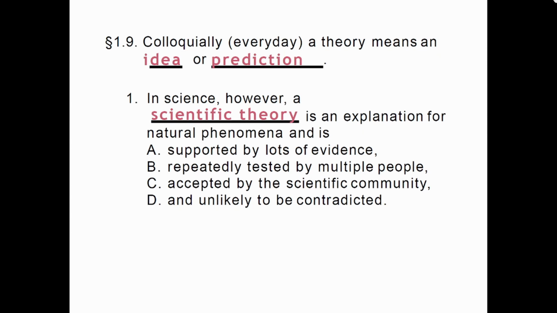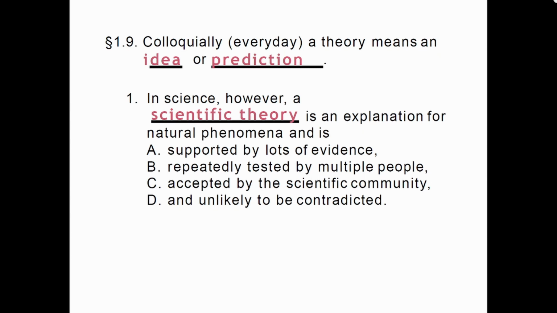And so a lot of times we use the word theory when talking about that, when we're just speaking with our friends or family about regular everyday stuff. But we want to make a distinction because the word theory in science carries a lot more weight. It's a heavier term in science. A scientific theory is an explanation for natural phenomena and has to meet the following criteria. A, it's supported by lots of evidence. We mean lots of evidence. B, it's repeatedly tested by multiple people. C, it's accepted by the scientific community as a whole.